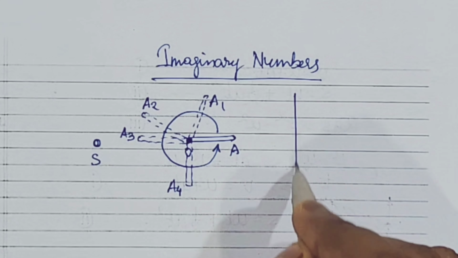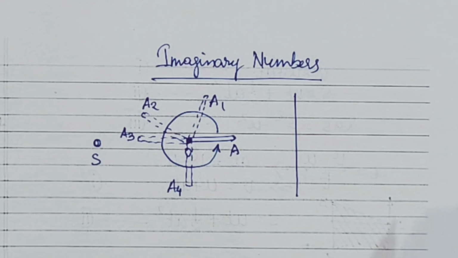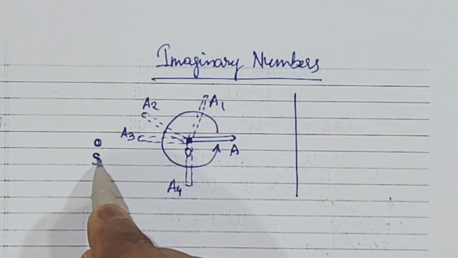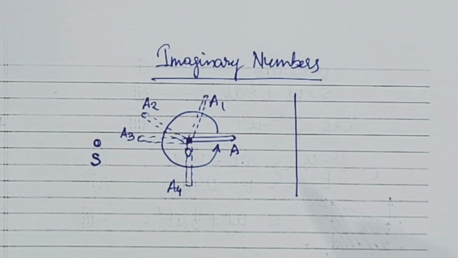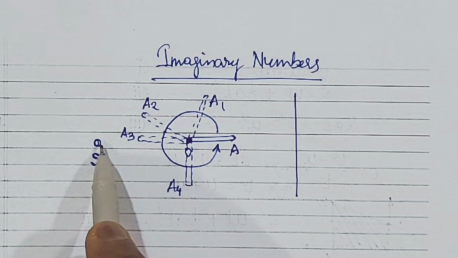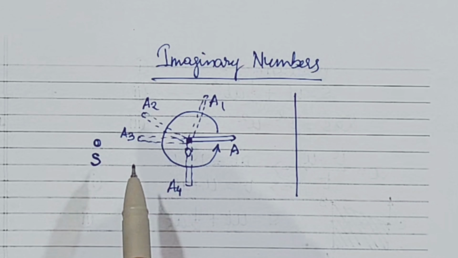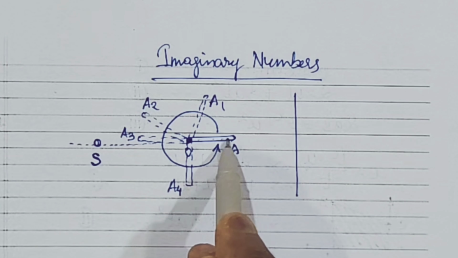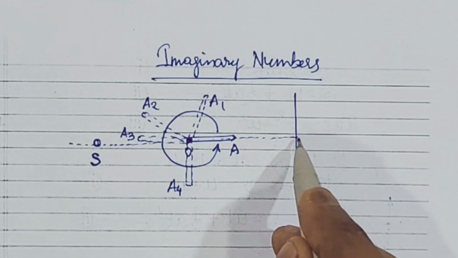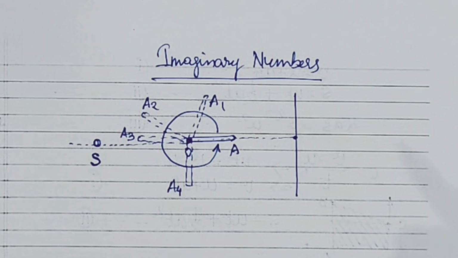Now we have a screen here. The screen is supposed to capture the shadow created by the point source S. When it is in OA orientation, which is exactly aligning to the perpendicular that we can drop from the source of light onto the screen, the concept is very similar to looking at your shadow at 12 o'clock, the midday, the noon.